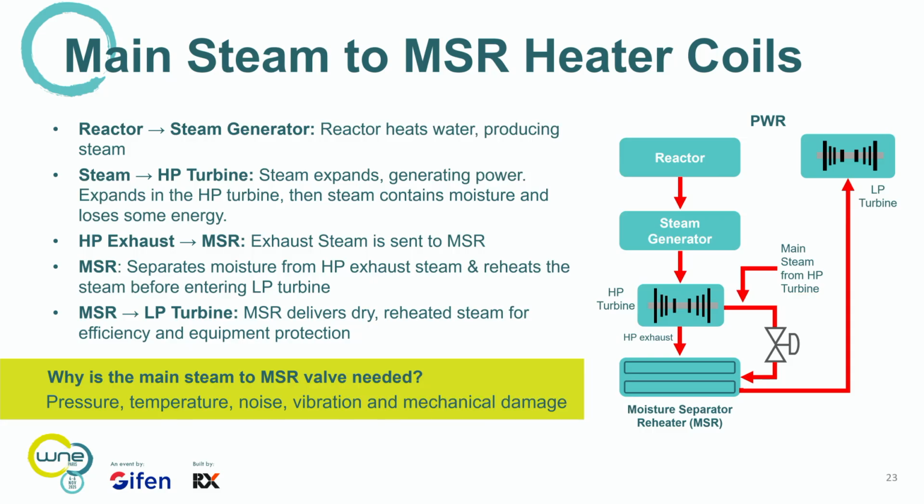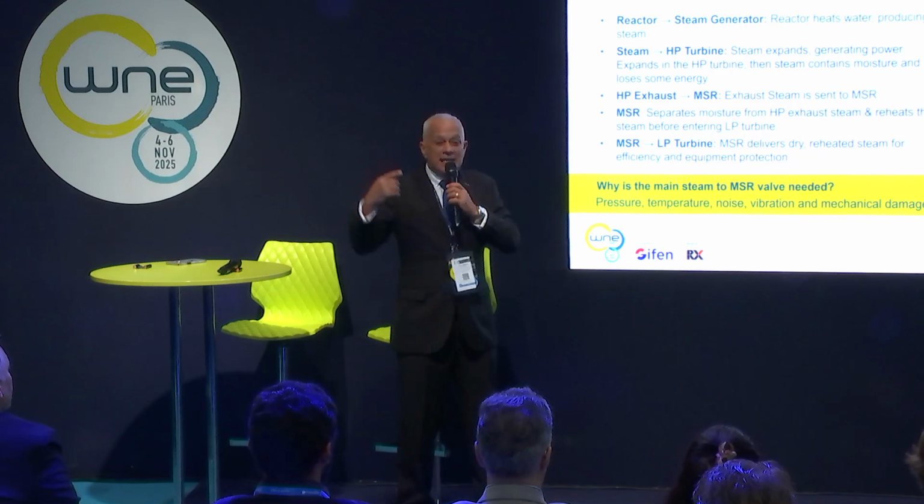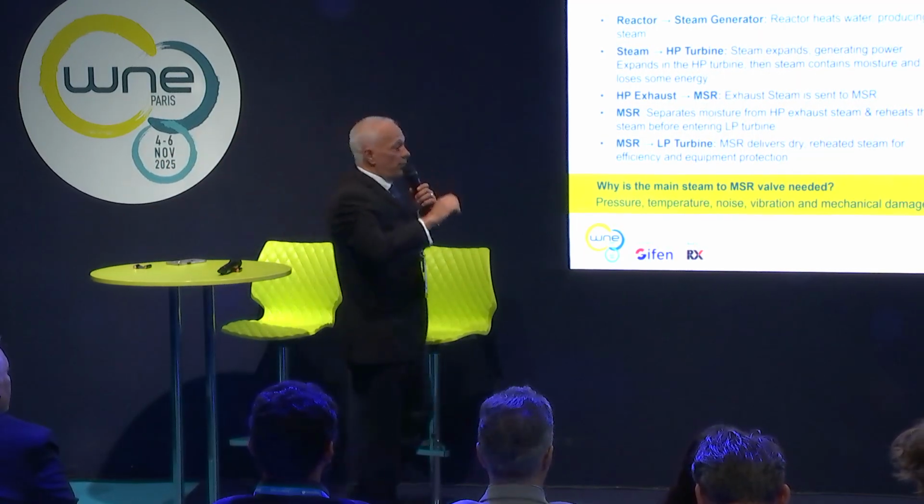Okay. So let me talk about another application in a PWR plant. This is basically the main steam to the MSR heater coils. I tried to keep it around the same application. So we've got the moisture separator reheater. We talked about the reactor sending heat to the steam generator. It creates steam. It goes to the HP turbine, goes into the MSR. We talked already about the liquid from the MSR going to the deaerator. Well, the steam is then going to the LP turbine.